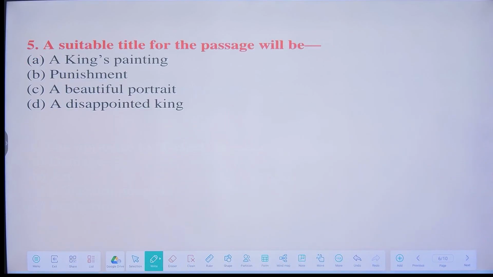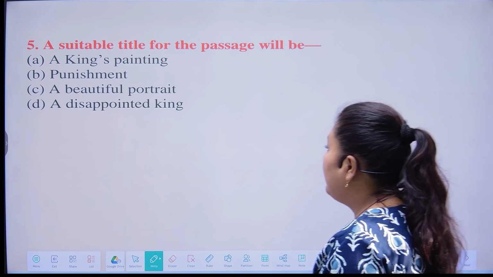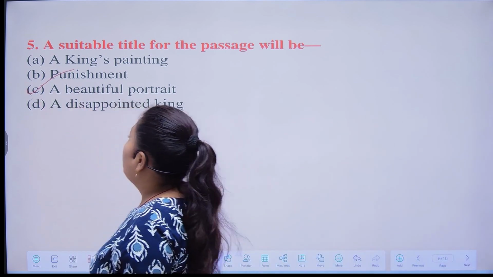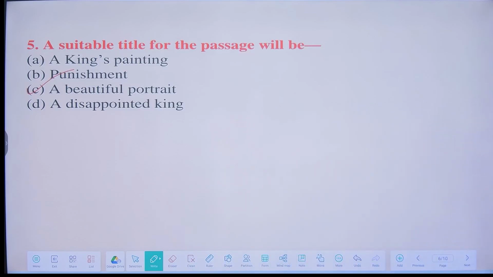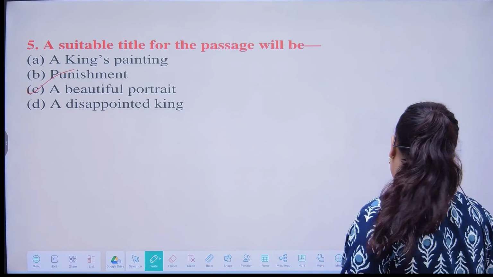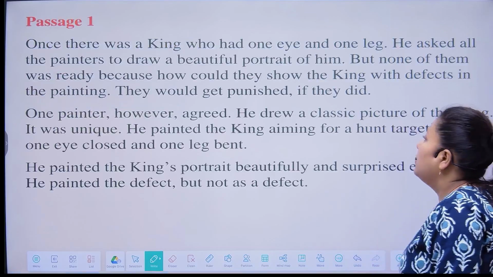Last question: a suitable title for the passage will be. Options are: a king's painting, punishment, a beautiful portrait, a disappointed king. So the correct answer is option C, a beautiful portrait. So all the questions are done. Now we will see what other questions can be asked from the passage.